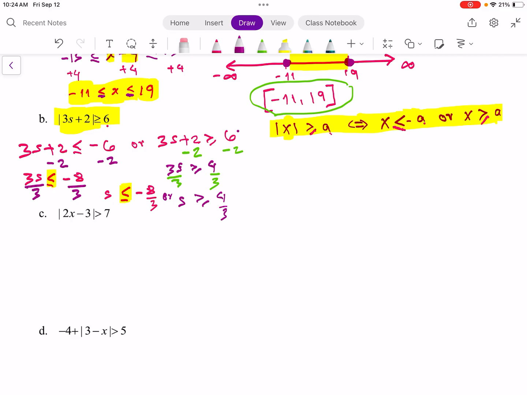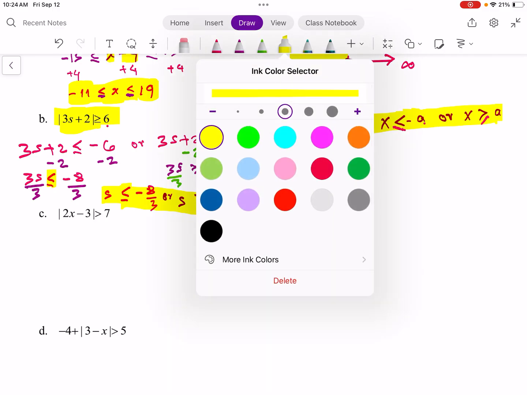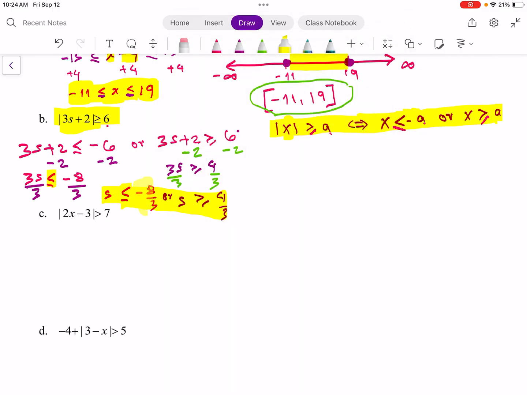Now what is the solution? We have s by itself, so this is our solution. From this, can you tell me what kind of numbers are solutions for this inequality? Any number less than negative 8 over 3 is a solution, or any number greater than 4 over 3 is a solution. Now can you think of a number which is less than negative 8 over 3?